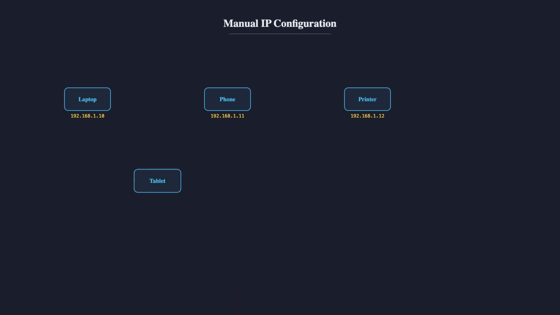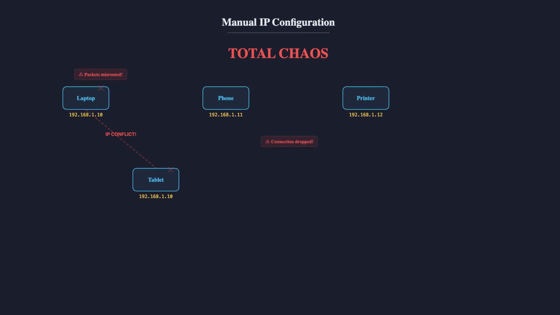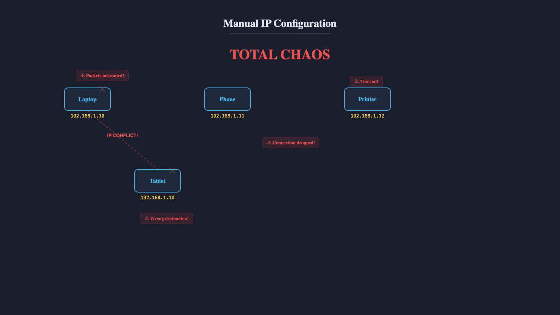address. And what happens when two devices accidentally get the same IP? Total chaos. Network packets get delivered to the wrong machine, connections drop randomly, and debugging the problem is a nightmare.